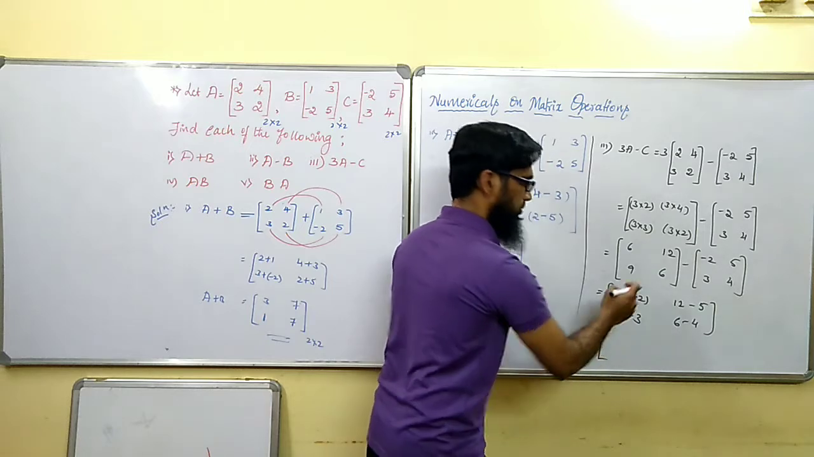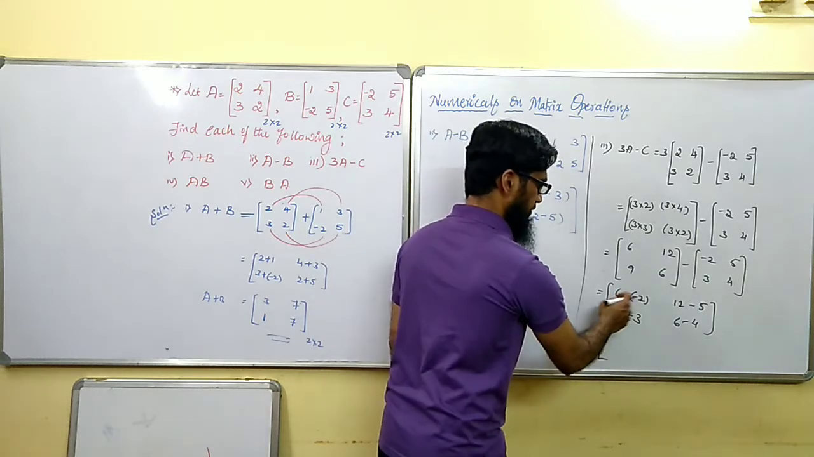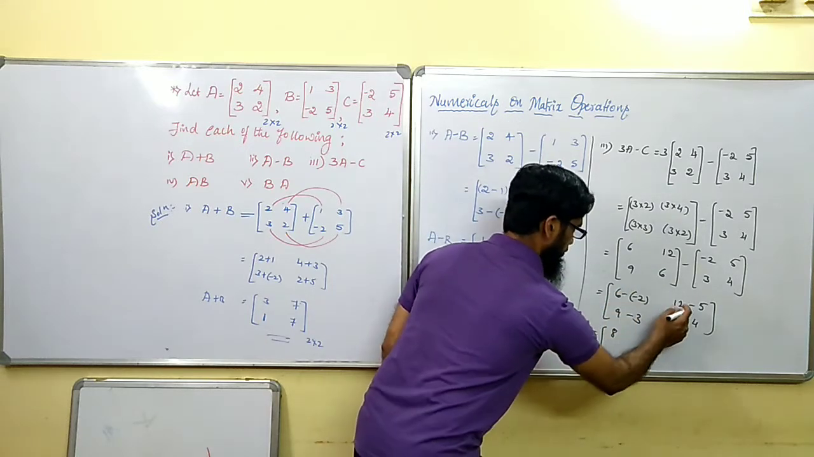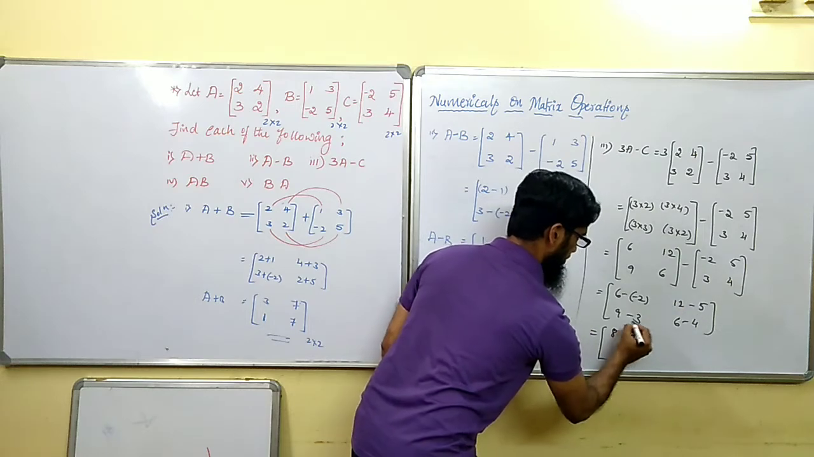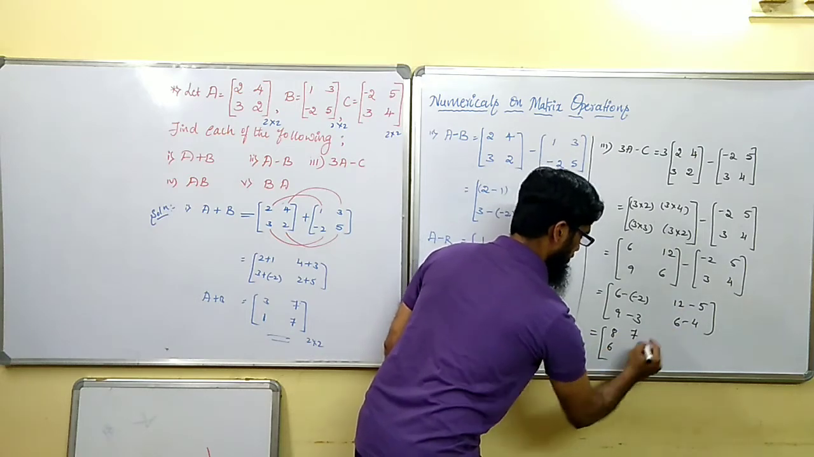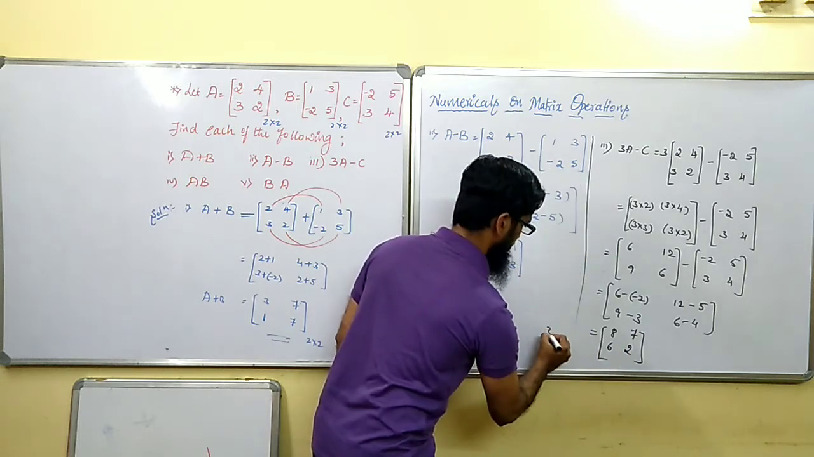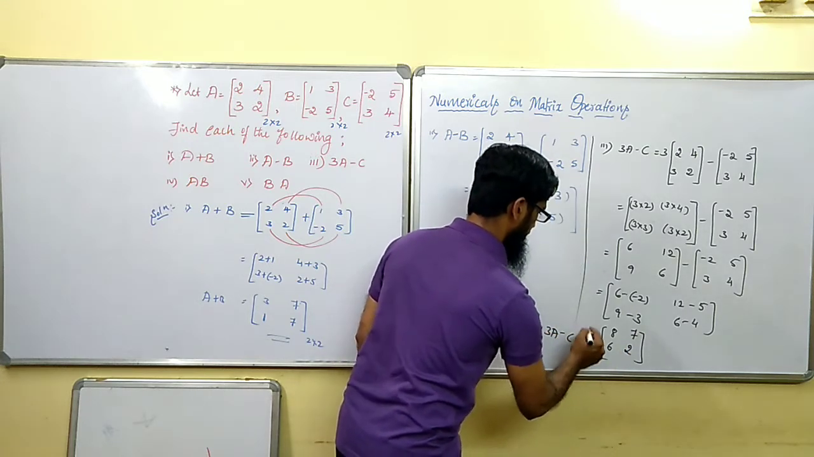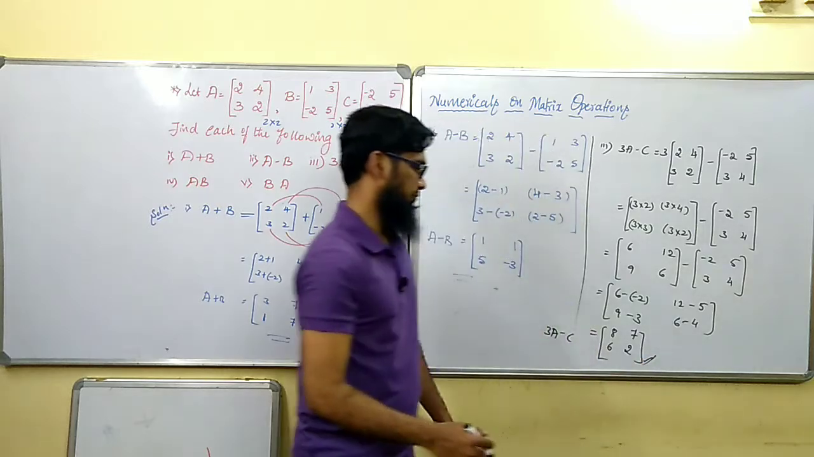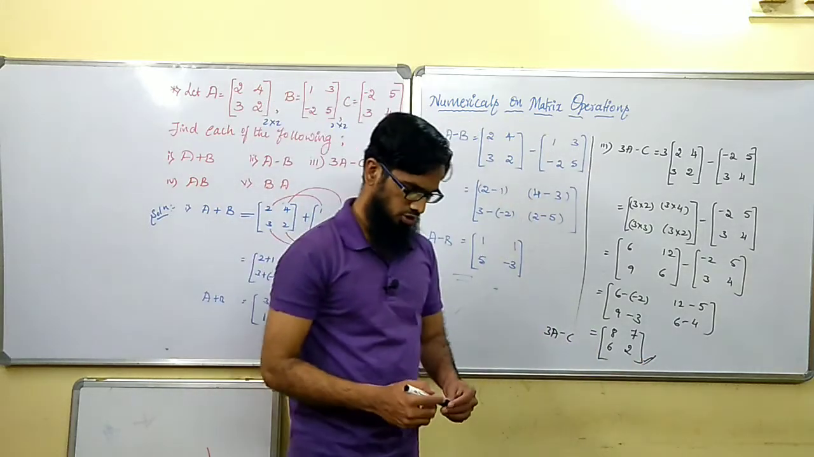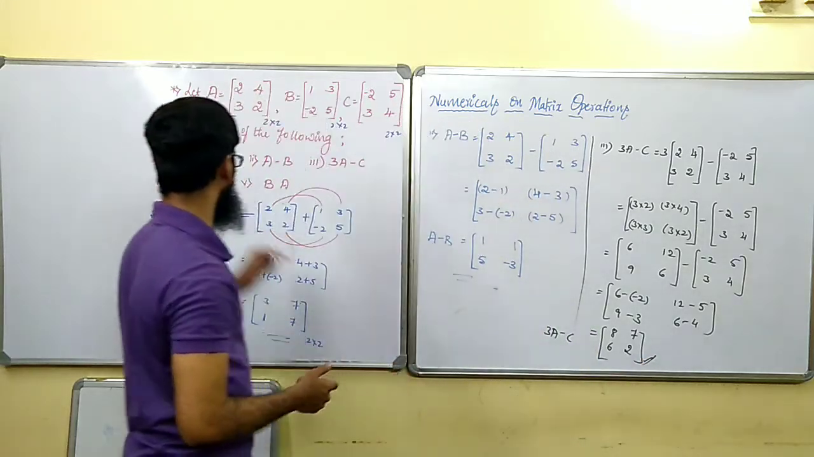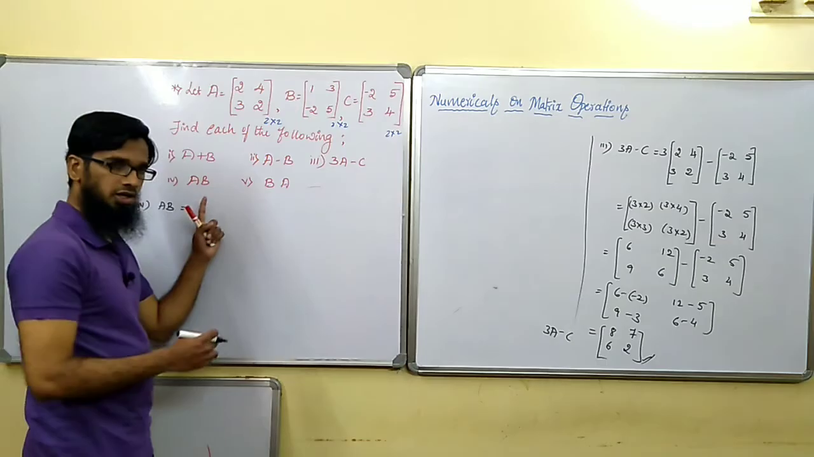So minus into minus is a plus, so 6 plus 2 is 8, 12 minus 5 is 7, 9 minus 3 is 6, and 6 minus 4 is 2. So this is the matrix, the answer for 3A minus C. Okay, that is the solution for the third one. Now we'll move on to the fourth one, which is the matrix multiplication A into B.